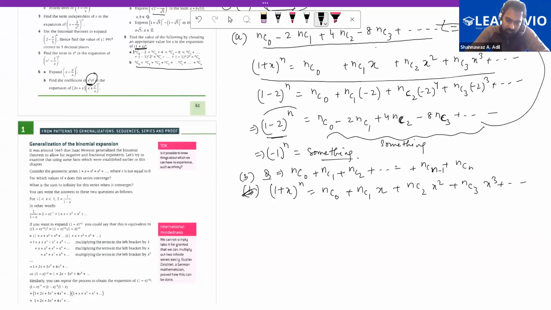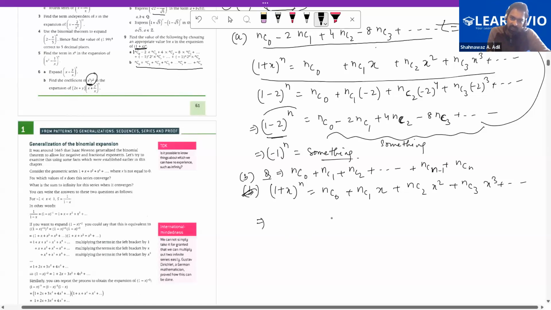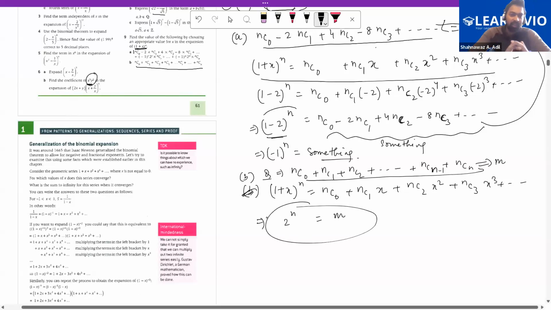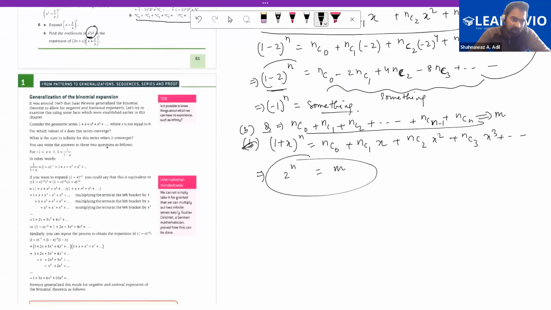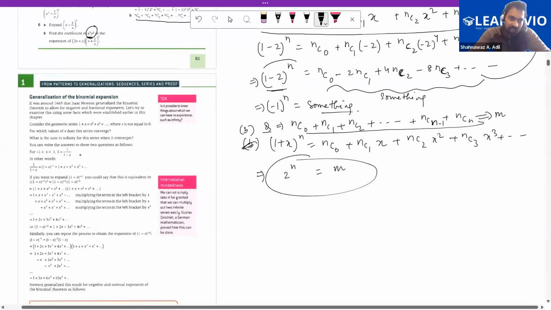If x is 1. Absolutely correct. So if x is 1, then you solve the left hand side instead of solving the right hand side. So what would be the value? If you solve the left hand side, let's say this is some m, and this is 2n. Absolutely correct. So that is your answer. Clear? Good.